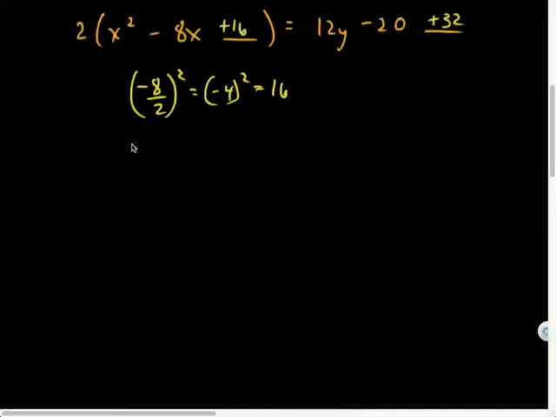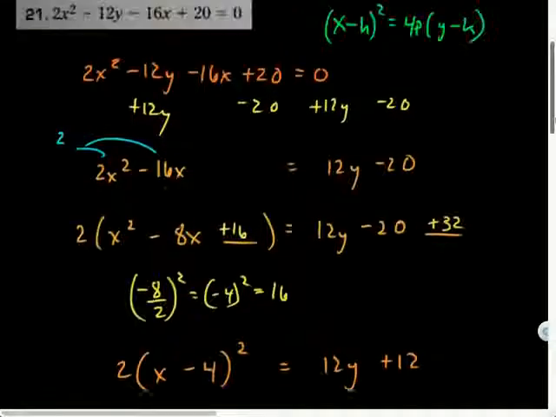So now I can fast factor this. So this is 2 times what all squared? Well, that would be an x and a minus 4. And over here I'll have 12y, negative 20 plus 32 is positive 12 by the looks of it. And let's see, I'm almost there.